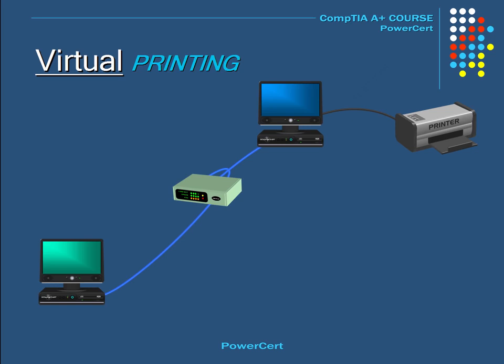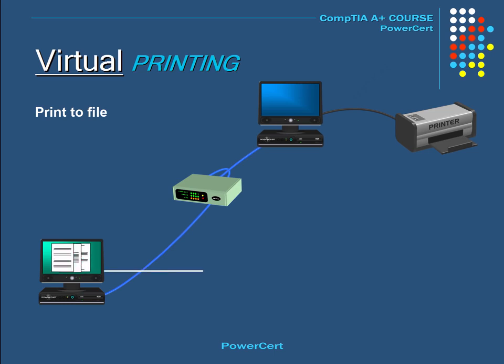Instead of printing a document onto physical paper, you can also print your document and store it on your computer in a digital form. And this is called virtual printing. Virtual printing is done for several reasons. And one of those reasons is called print to file.